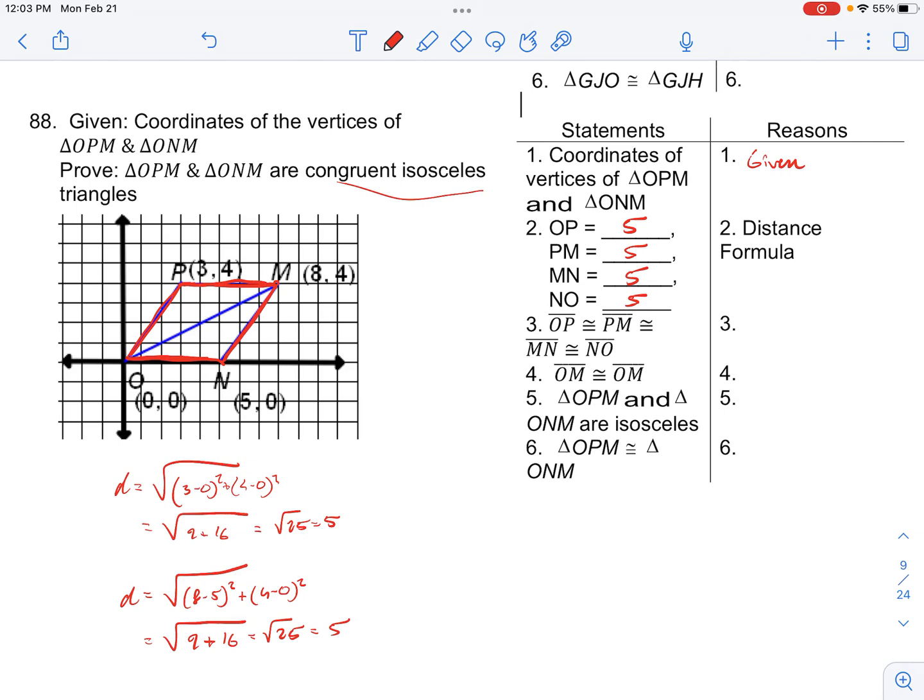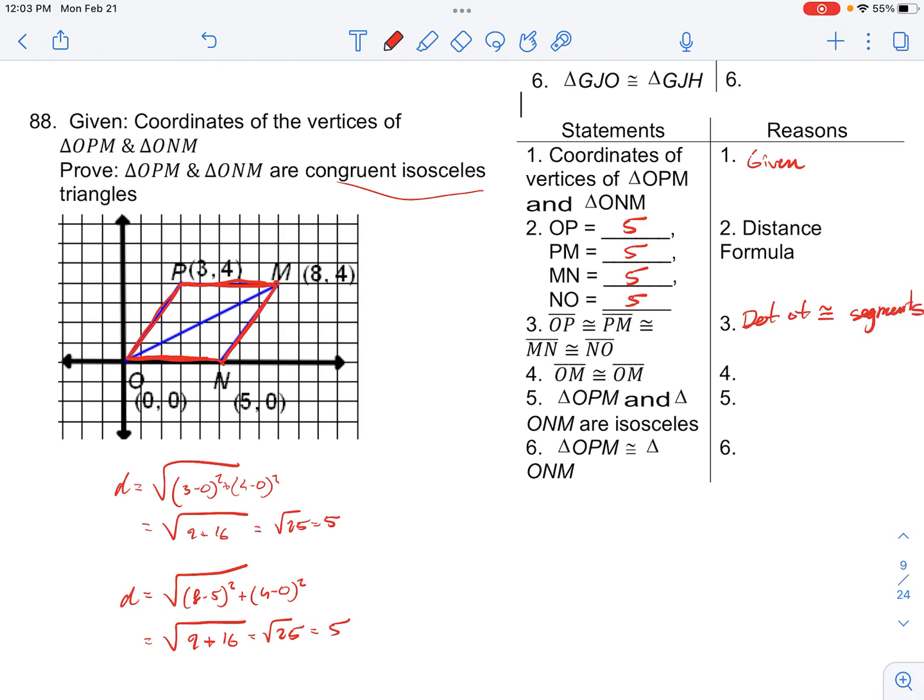So we have that all our segments are equal to 5. Now OP, PM, MN, and NO are all congruent. We can say that because of the definition of congruent segments.